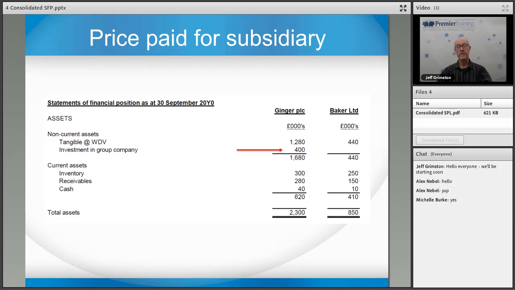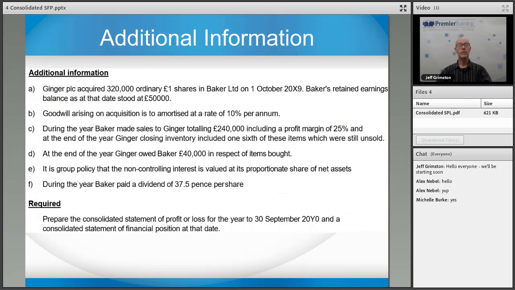So we have paid a price, we're back to this again, we've paid a price of £400,000. So that's the first element in our working. Now we need to look at the notes. Ginger has acquired 320,000 ordinary shares, that's the second element. Baker's retained earnings at that date stood at £50,000 because we're having to measure the goodwill against the value that was bought at the time of acquisition, not today, which might be 1 year as it is here, or it might be 10 years later. Thirdly, a reminder that goodwill is to be amortized at a rate of 10% per annum.